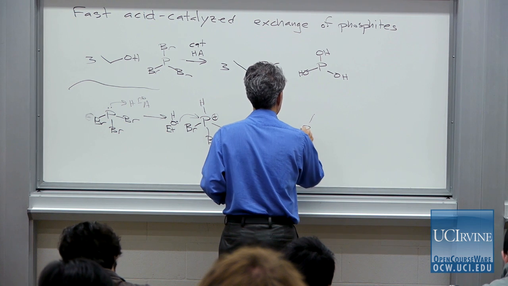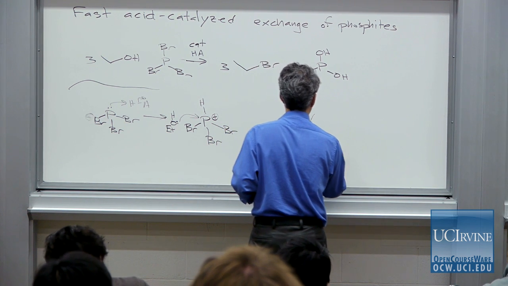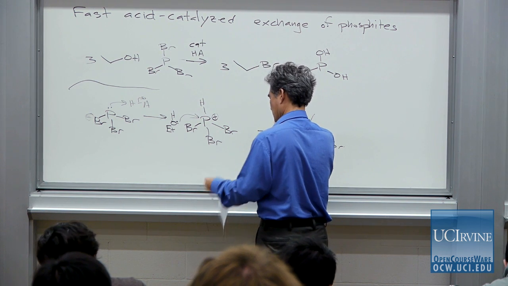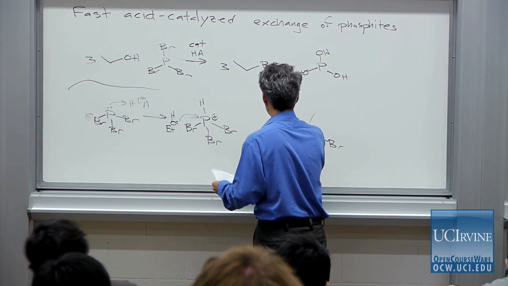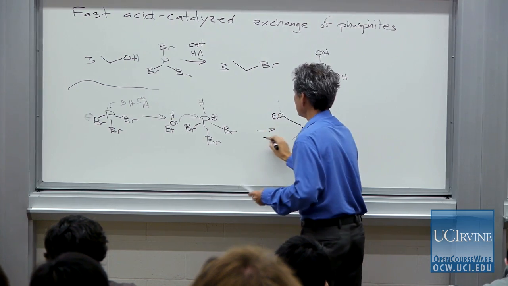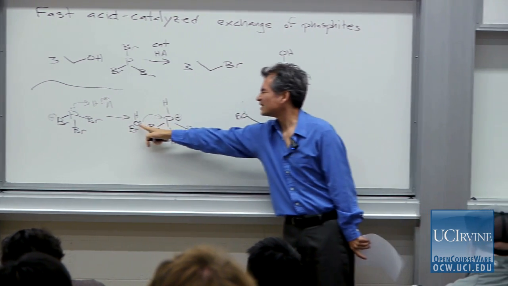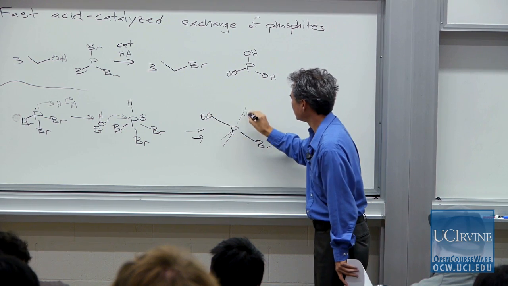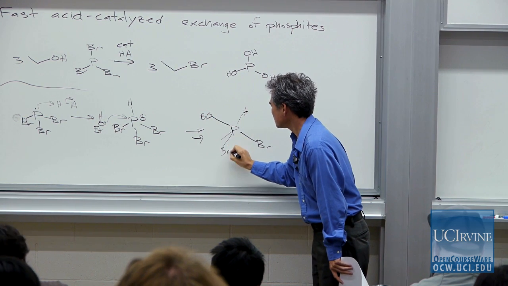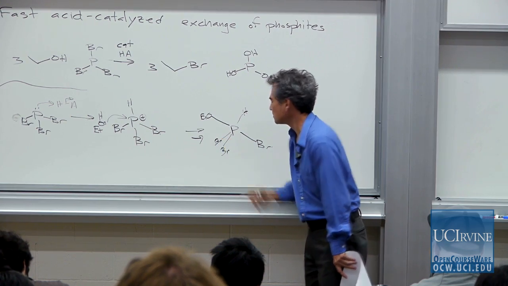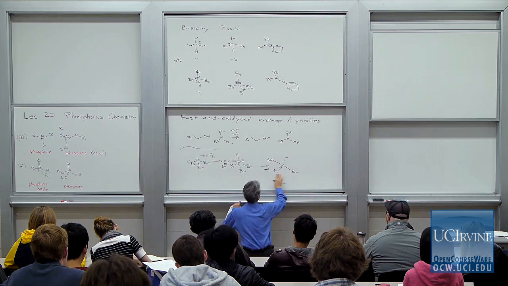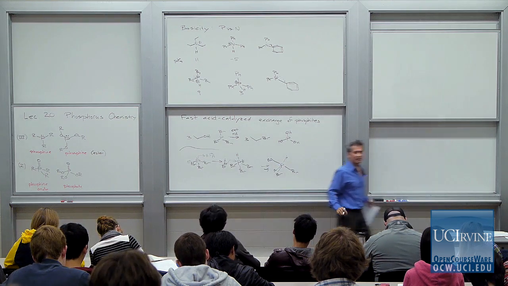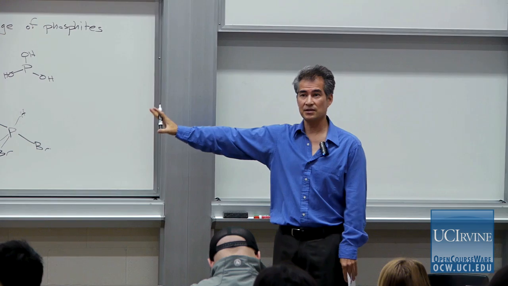So here's my equatorial ligands, and here's my axial ligands on here. I'm going to just skip this deprotonation step because I'm confident you can figure out that after I attack, you need to deprotonate that proton from the ethoxy nucleophile. So you end up with this trigonal bipyramidal intermediate. No charge on phosphorus. It's neutral.